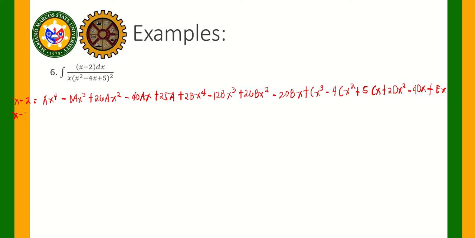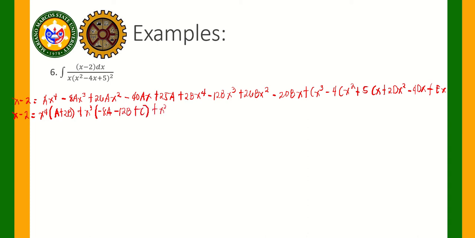So, this will be equal to x minus 2 equal to x raised to 4. That is a plus 2b. And then plus x cubed natin. That is equal to, what is this? That is 8. Pangit kasi parang b. So, that is 8. Okay. So, this will be equal to negative 8a minus 12b plus c.